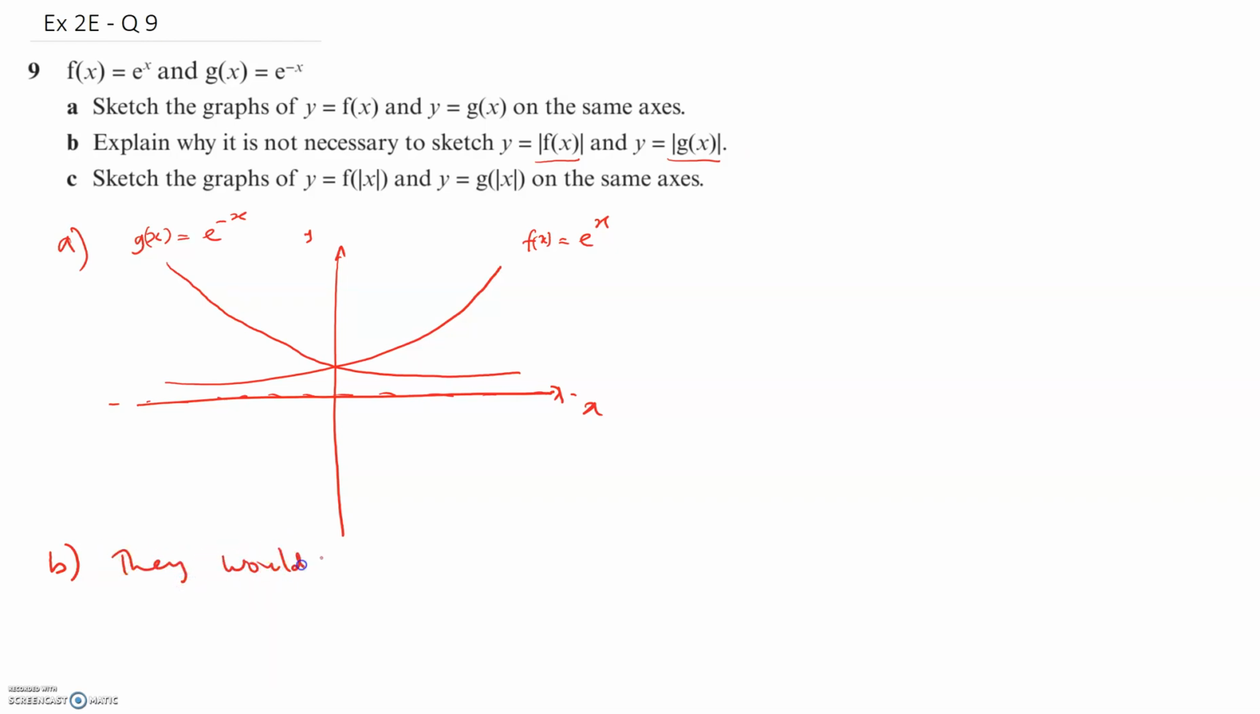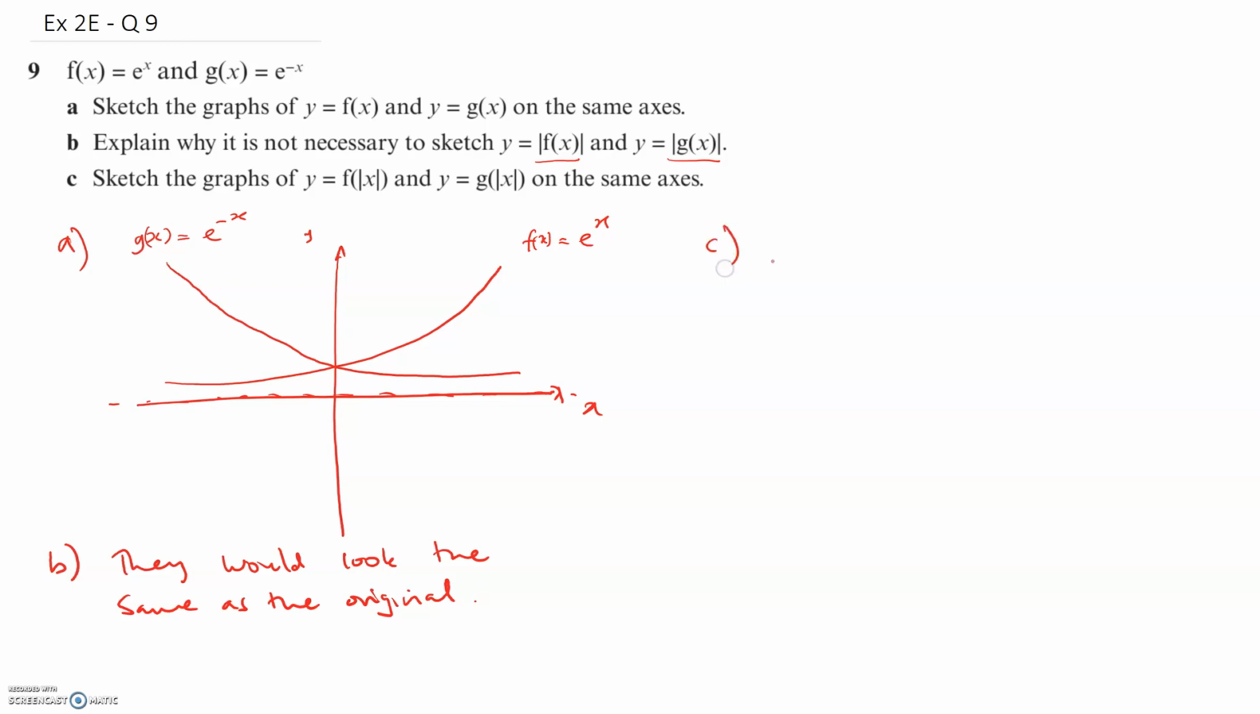So the answer to this really is they would look the same as the originals. So they would remain unchanged. You can go into as much detail as you like on this, but that's the reason.